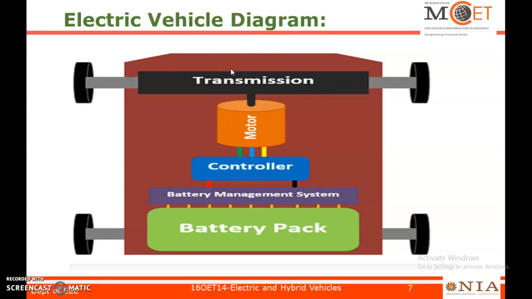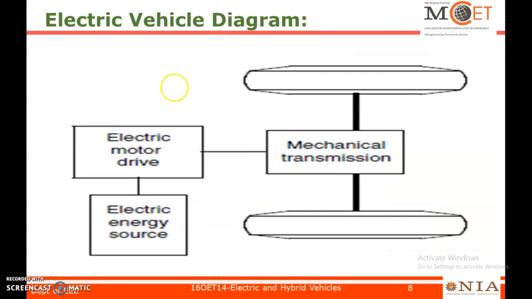Next, the same diagram shows an electric motor drive. Electric motor drive means electric power electronic converter plus electric motor. Power electronic converter plus electric motor is said to be the electric motor drive.